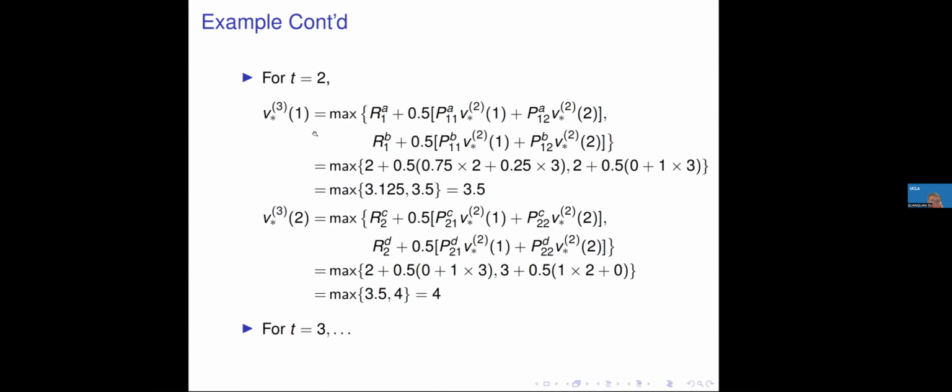So after 2 iterations, the estimated optimal value function for state 1 equals 3.5. The estimated optimal value function for state 2 equals 4. Okay, so we can just apply this iteration again and again. Then after many iterations, this two-dimensional vector will converge to a constant vector, and each entry of that constant vector tells you the optimal value function for state 1 and state 2.